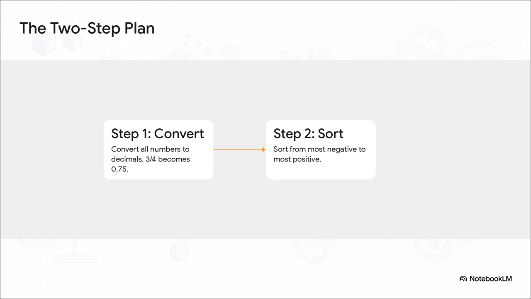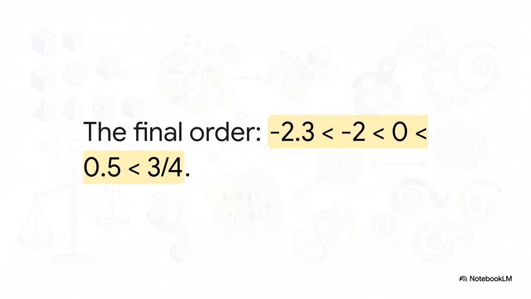First, we use our secret weapon. Convert everything to decimals. The only one we really need to change here is 3/4, which becomes 0.75. Easy. Step 2, we just find their locations on the number line, starting with the one that's the furthest to the left. And there it is. The number furthest to the left, the most negative, is negative 2.3. Next up is negative 2. Then we cross that big landmark at 0. After that comes 0.5, and finally, the largest number in our list is 3/4, or 0.75. We went from total chaos to perfect logical order.